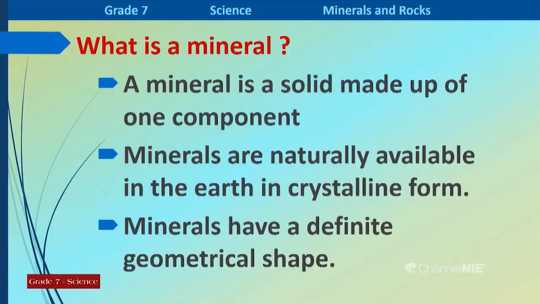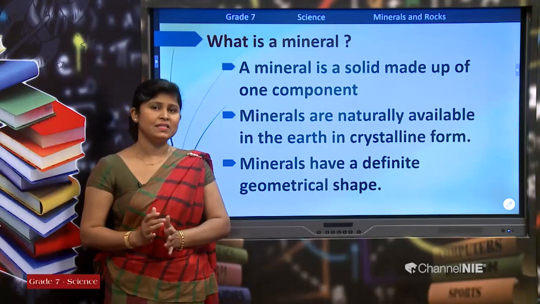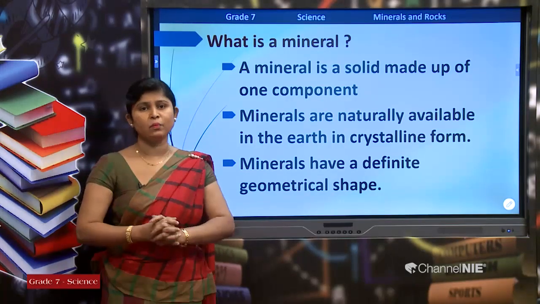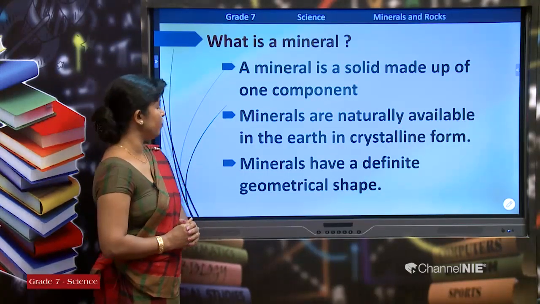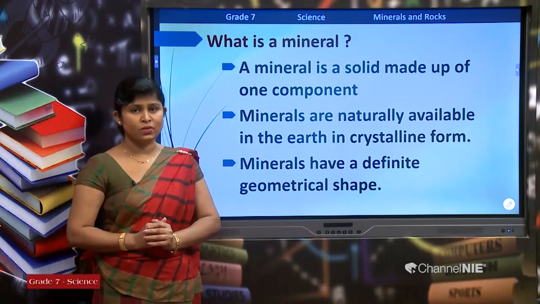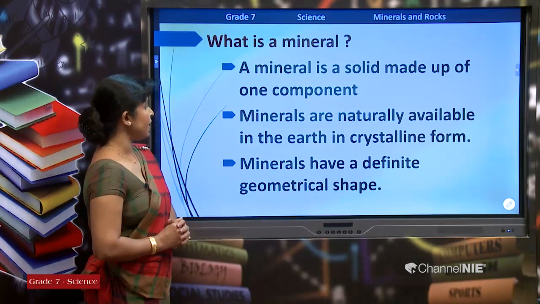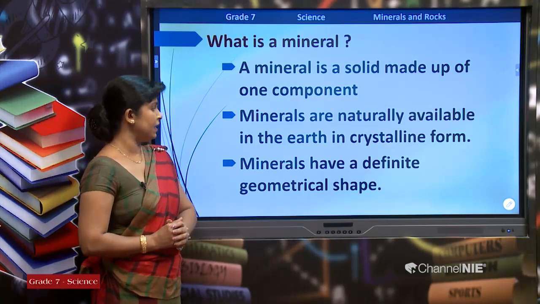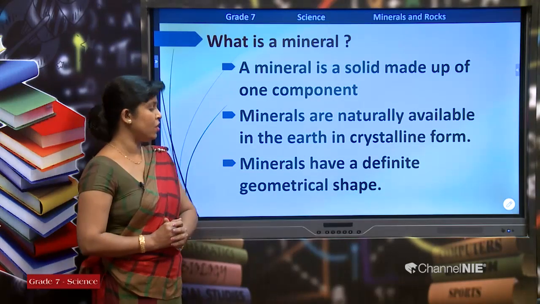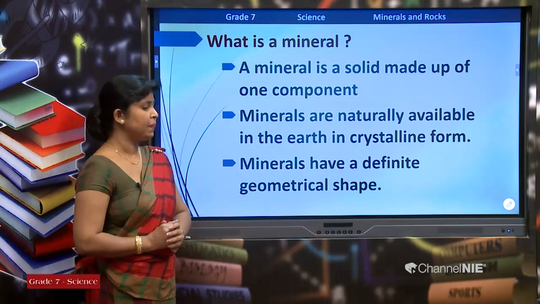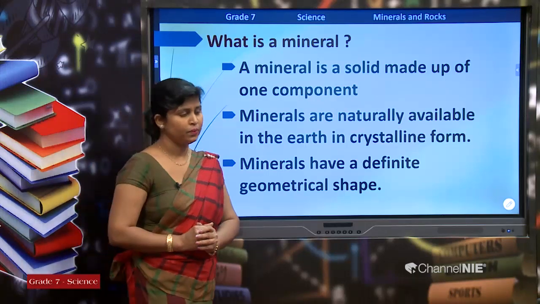Then minerals have a definite geometrical shape. It is very important, keep that in your mind. The minerals have a definite geometrical shape, right? Once again let us read the features of the minerals. A mineral is a solid made up of one component, that means it is not a mixture. Minerals are naturally available in the earth in crystalline form. They have a definite geometrical shape, right. Then I have got some minerals to show you.